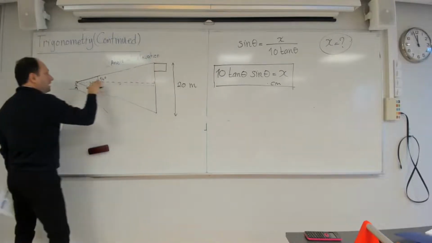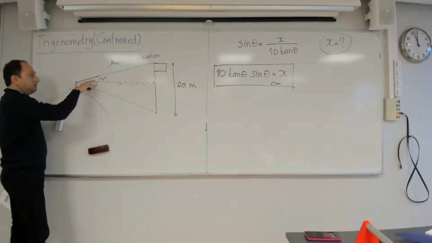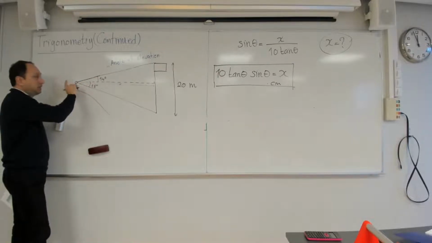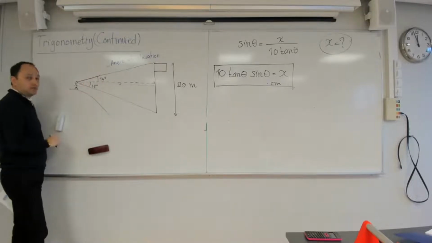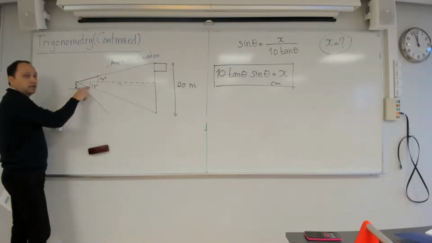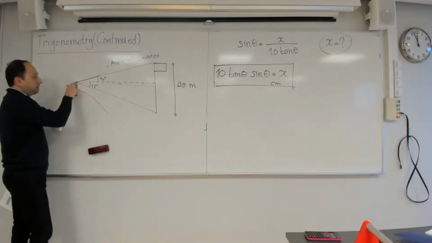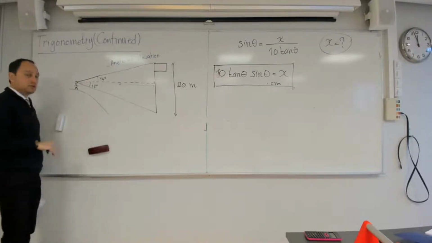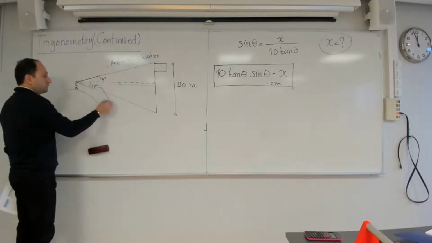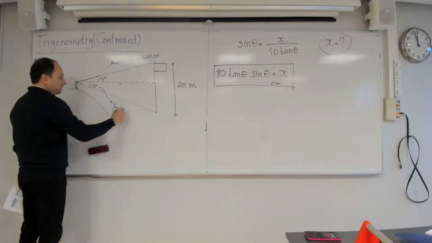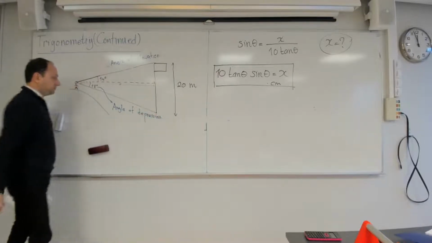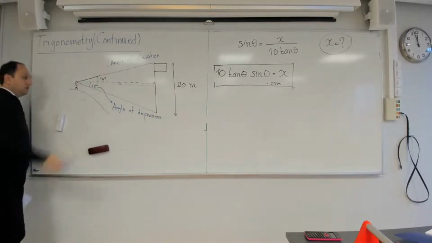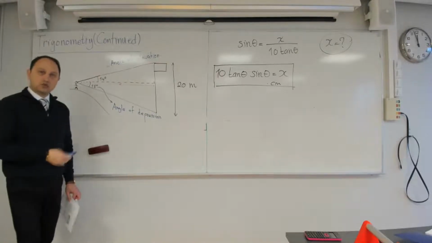So it means that angle of elevation is the angle that the line of your sight makes with the horizontal, above the horizontal. This angle, on the other hand, that the line of your sight makes with the horizontal, below the horizontal, is called the angle of depression. So angle of elevation, angle of depression. These are just names. It is good to know about them.